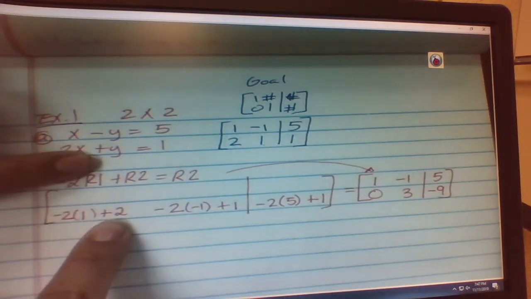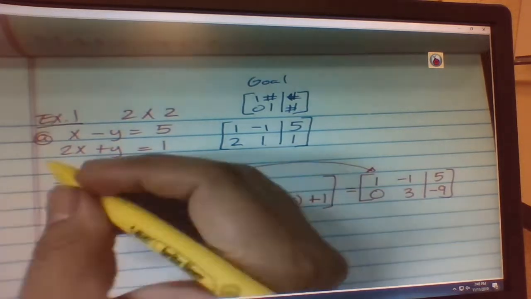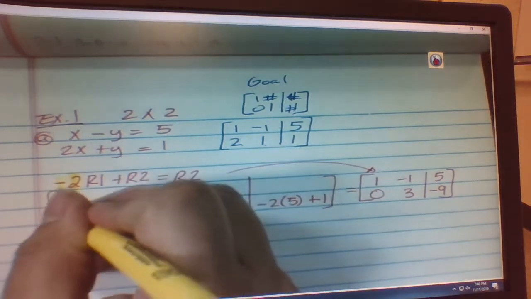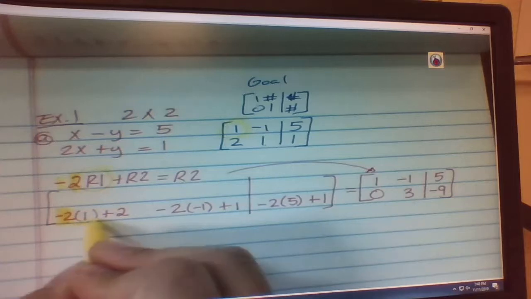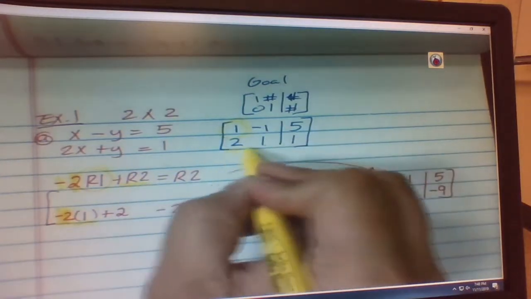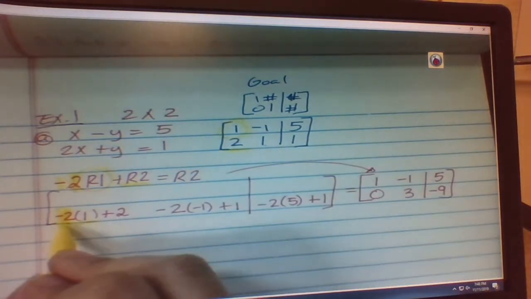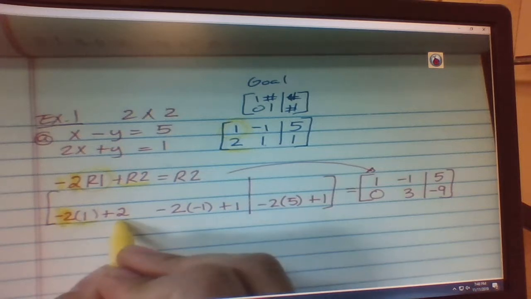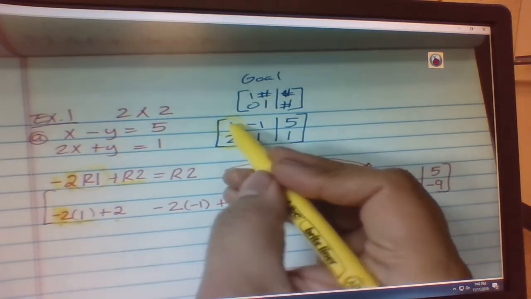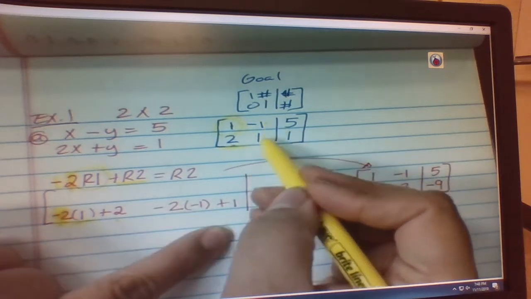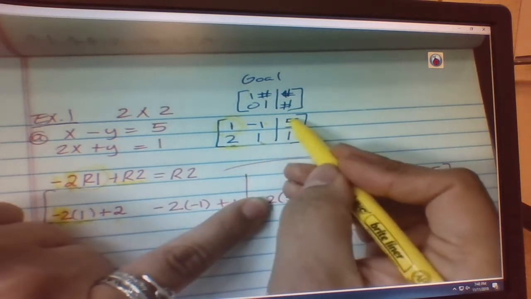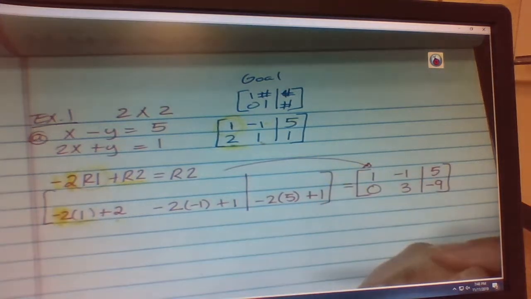Where did all of that come from? Negative 2. Who's your row 1? Who's your row 2? So negative 2 times row 1 plus row 2. Okay, can we write that down?